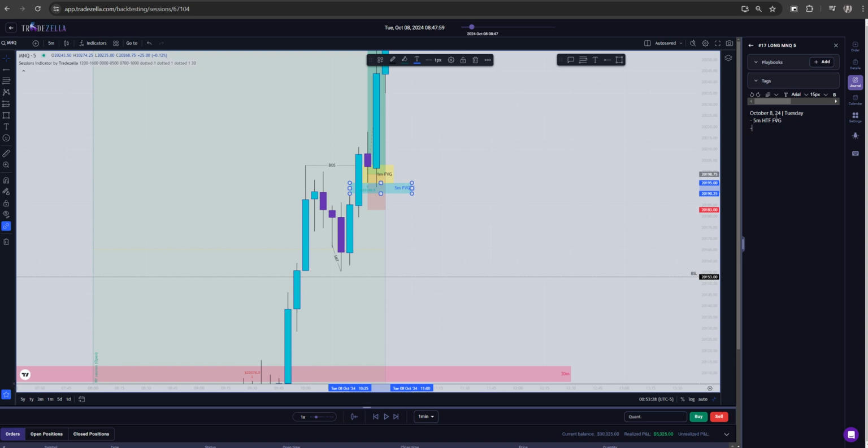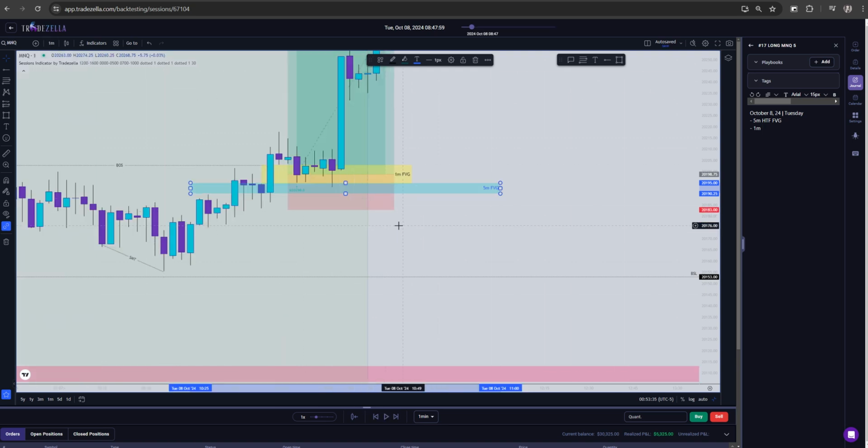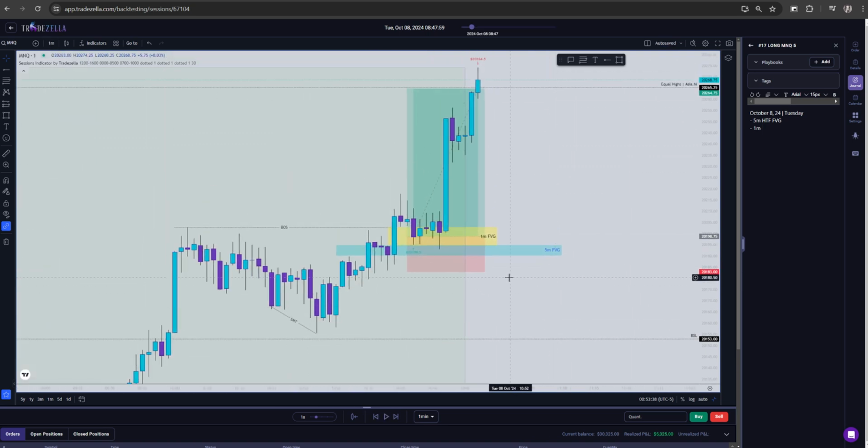And then we entered on the 1 minute. Break of structure. There was SMT with ES. Beautiful, beautiful. Okay. Tapped into the fair value gap, but we actually used the 1 minute to enter this trade. So break of structure, enter, target for equal highs. So on the 1 minute we got in at this time. Realistically, I would say right here is when we got in.